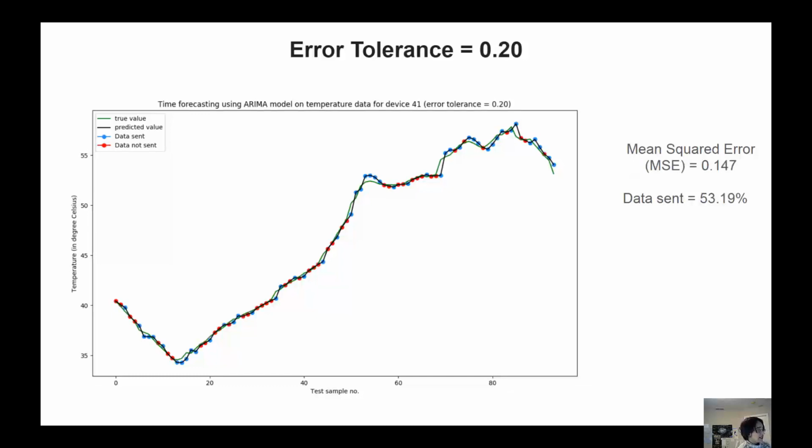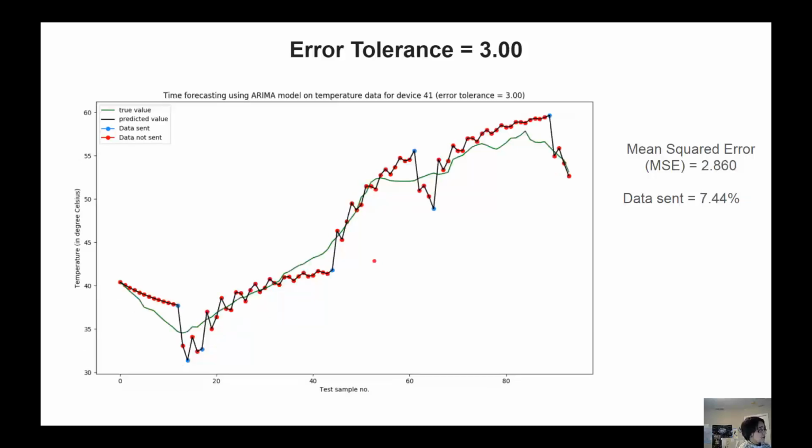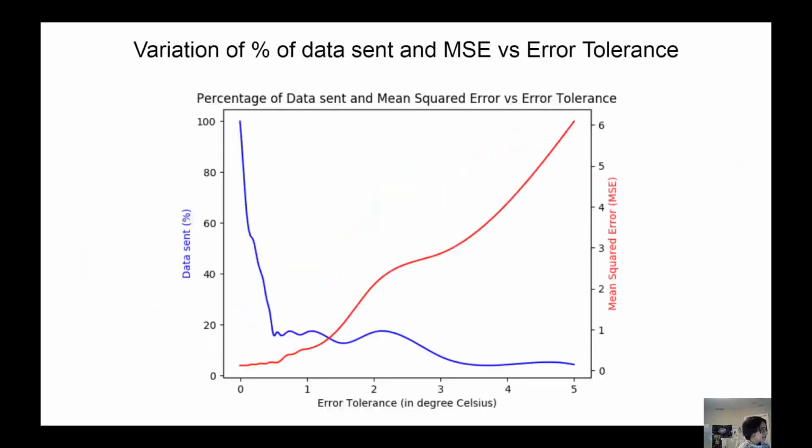Here we see that the data sent is decreasing further because we have increased the error tolerance to 0.20. So now the data sent has decreased from 60-something to 50-something. And finally, here we see as the error tolerance is increased to 3, the data sent has drastically reduced to 7.44%, which is essentially our goal, to have okay error tolerance so that not a lot of the data is being sent to the server.